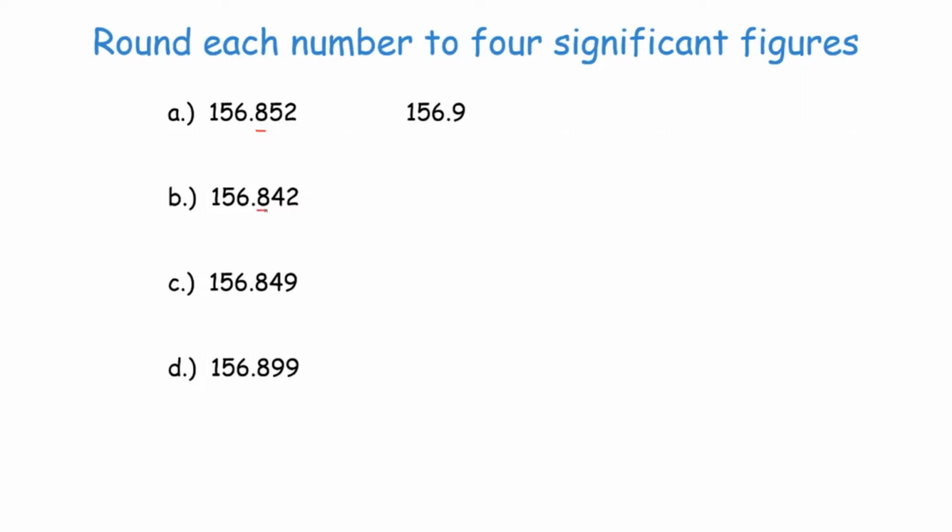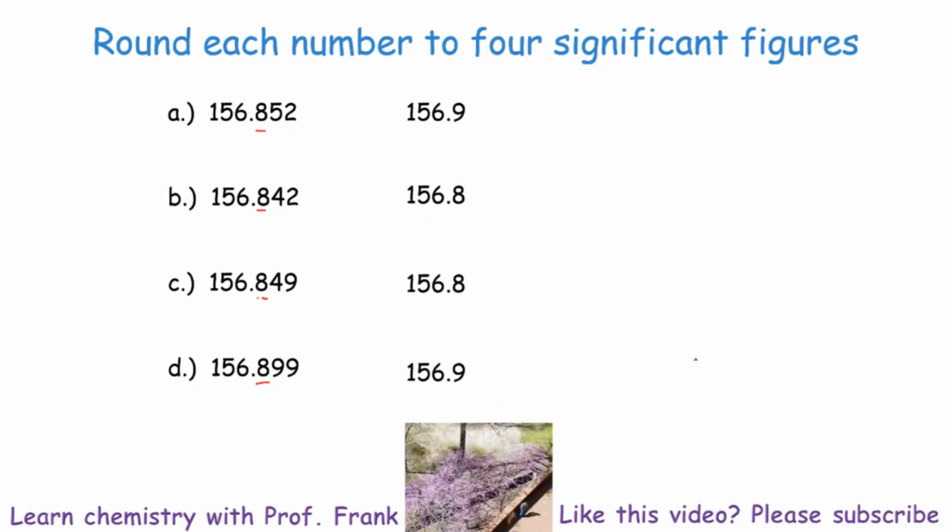Here, for B, the same thing. Underline the last digit. Look at the digit right after that. So 4, that's less than 5. We just simply drop 4 and all other digits after that. So we should just have 156.8. Here, the same thing. The next digit is 4, less than 5. Doesn't matter whether you have 9 after that. Really doesn't matter. You just drop it. And then 156.8. So the last one here, again, the last digit is 8. And then the one after that is 9. We round it up, 156.9.